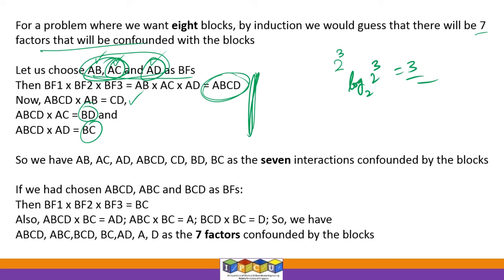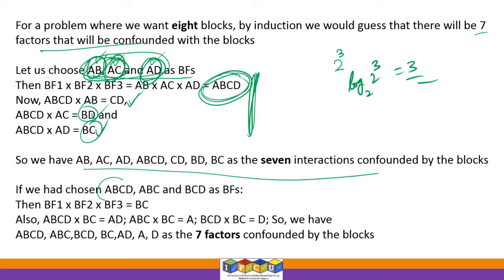And this seems to be good because the interactions that are confounded with the blocks are either second order or fourth order. The direct effects are spared. The 3-factor interactions are spared. All right, so that is the nice thing about this design. And these are the 7 interactions that will be confounded by the blocks.